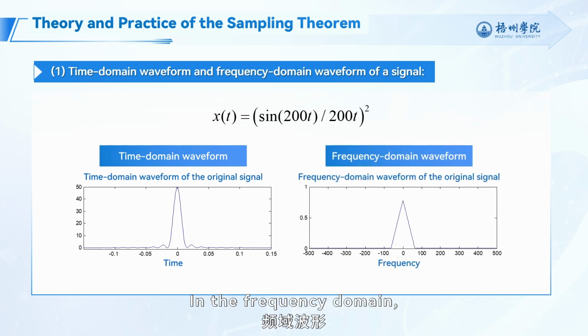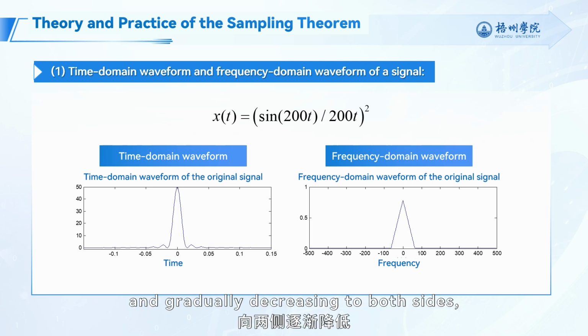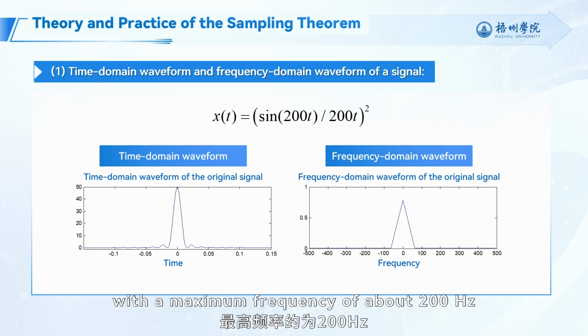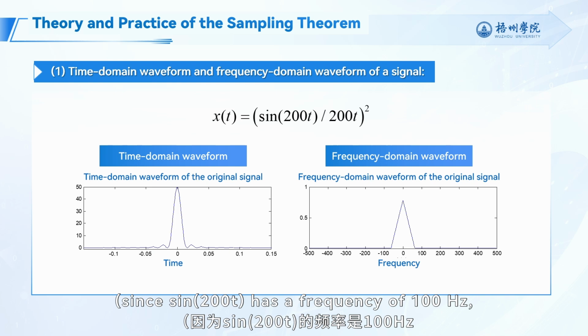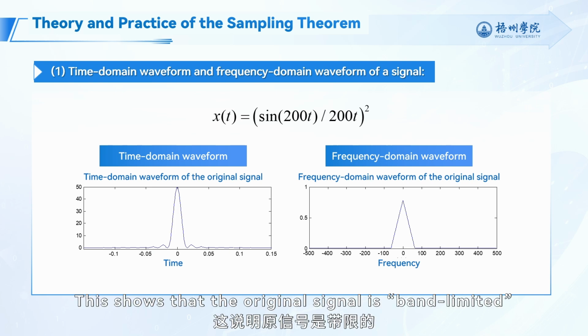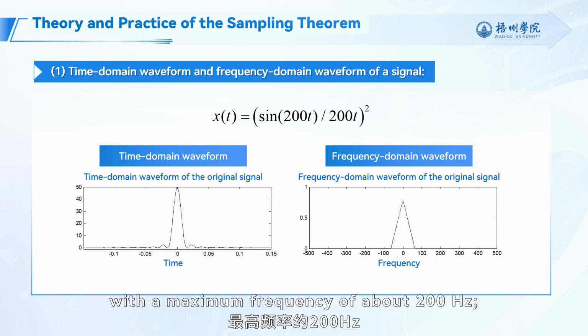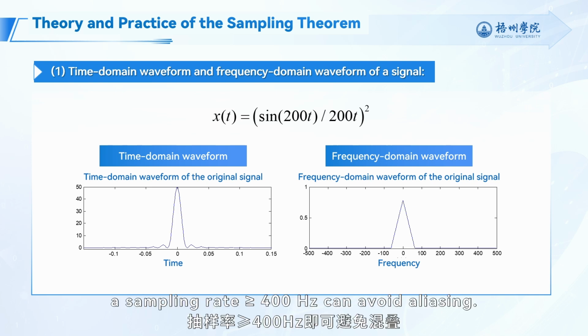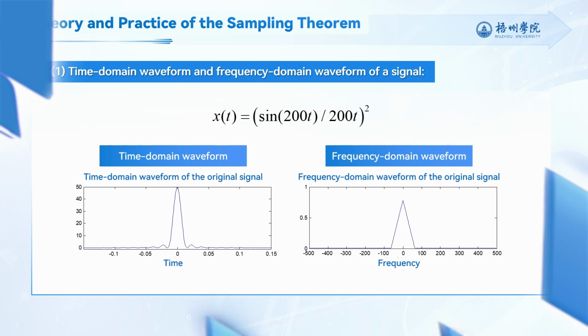In the frequency domain, the waveform resembles a mountain peak, with its maximum at zero frequency and gradually decreasing to both sides, with a maximum frequency of about 200 Hz. Since sine of 200t has a frequency of 100 Hz, squaring it doubles the frequency. This shows that the original signal is band-limited, with a maximum frequency of about 200 Hz. Theoretically, a sampling rate greater than or equal to 400 Hz can avoid aliasing.